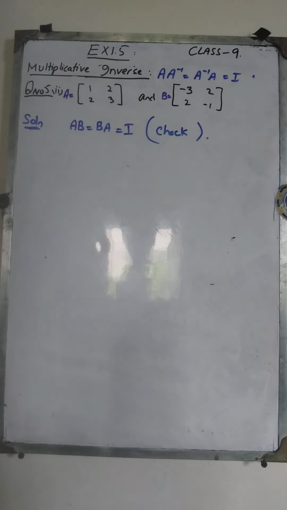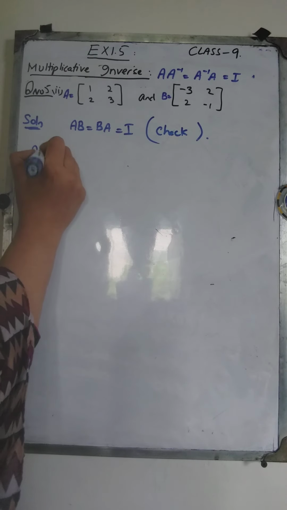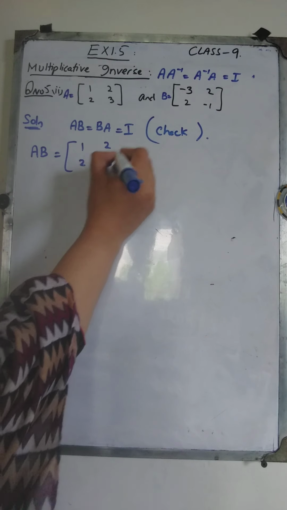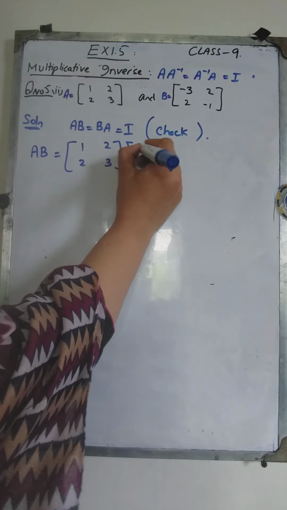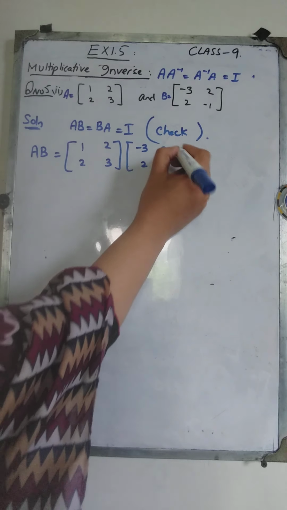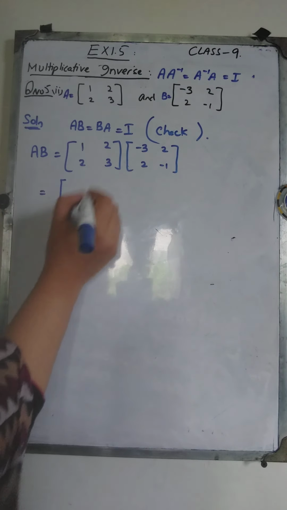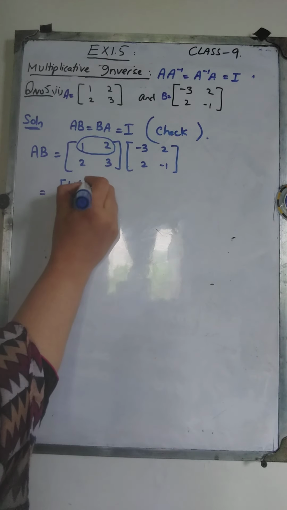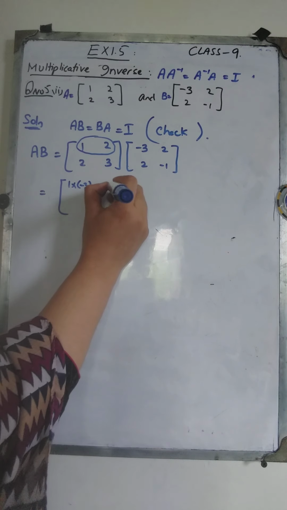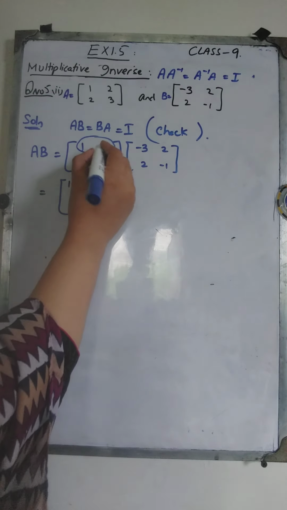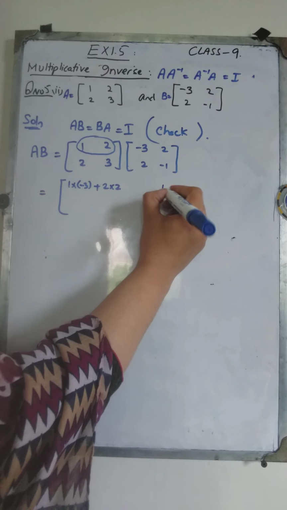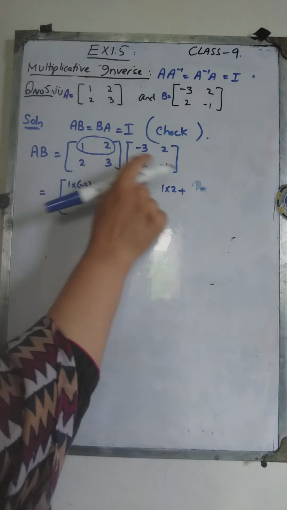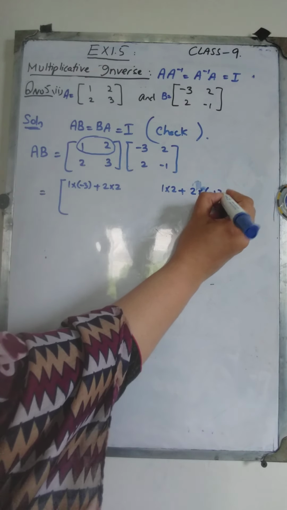So let's find the product of A into B. A is the matrix 1, 2, 2, 3 multiplied with the matrix -3, 2, 2 and -1. We will multiply it in the same way. We will take the first row and multiply it with the first column: 1 into -3 plus 2 into 2. Then we will take the first row and second column: 1 into 2 plus 2 into -1.